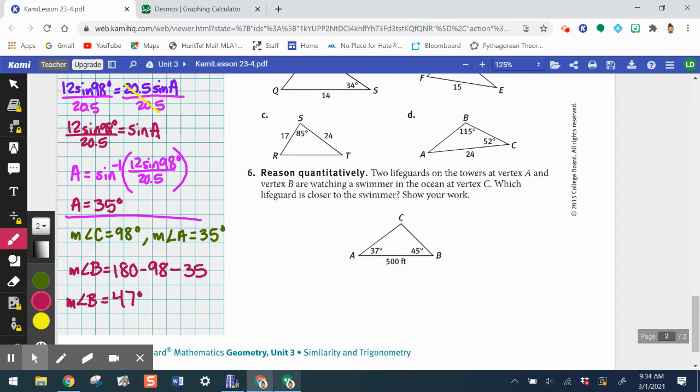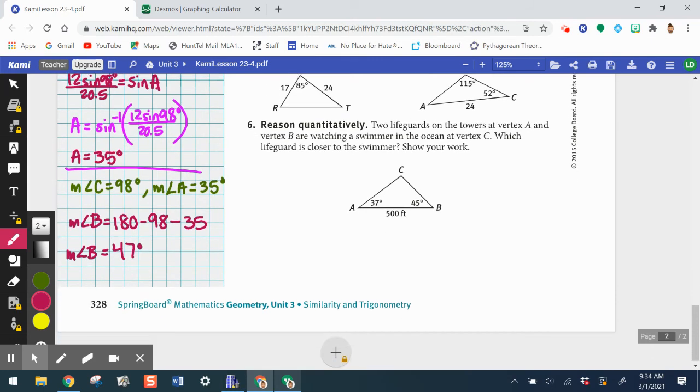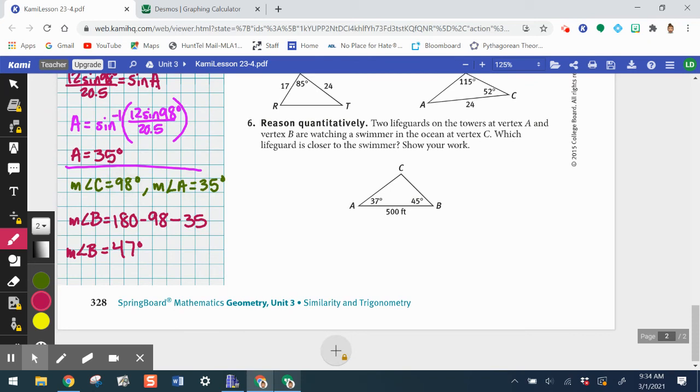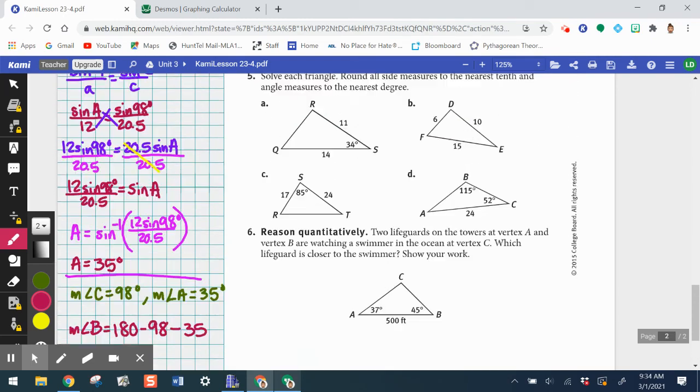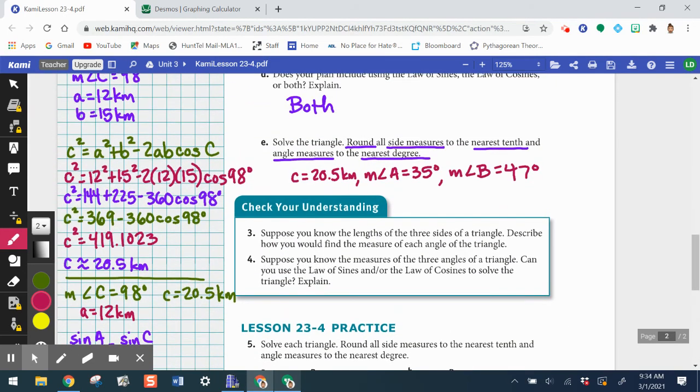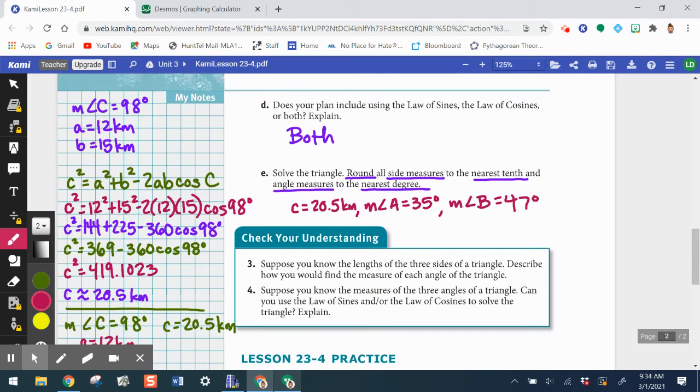Now the last thing we had to do, the simplest step, was if we know 2 angle measures, and now we do, we can find the third because all 3 add up to 180. So to find the measure of angle B, I took 180, subtracted 98 from angle C, 35 from angle A, and I found the measure of angle B is 47 degrees. So we used the law of cosines, the law of sines, and even, if you want to get technical with it, the triangle sum theorem.